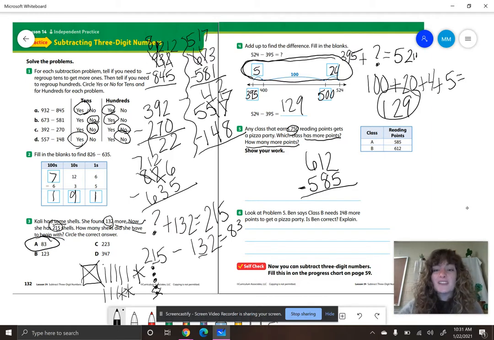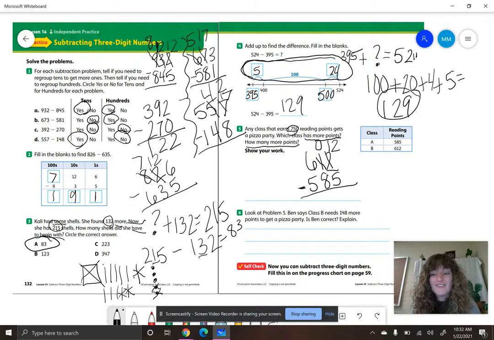In the tens place. So I'm going to take that 10 and I'm going to regroup it. I'm going to give that 10 to the ones place. That 10 is going to change into 10 ones. So those 10 ones plus my 2 ones, I'm going to have 12 ones. Now I can subtract. I have 12 ones and I'm taking away 5.